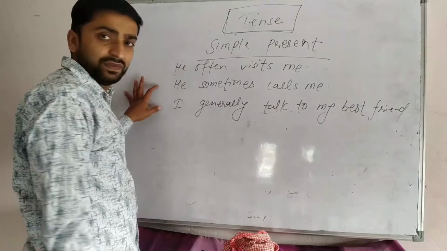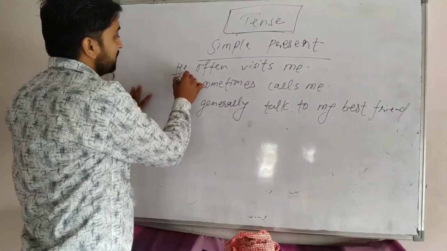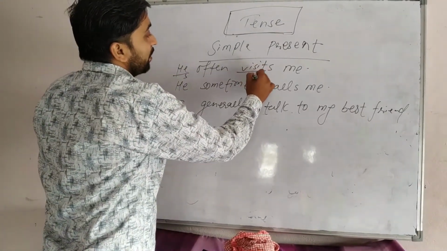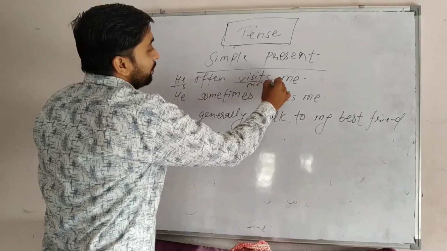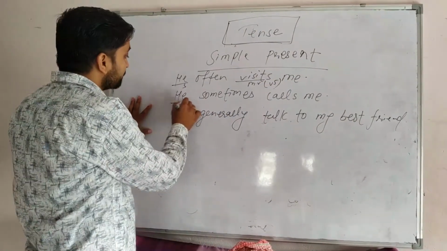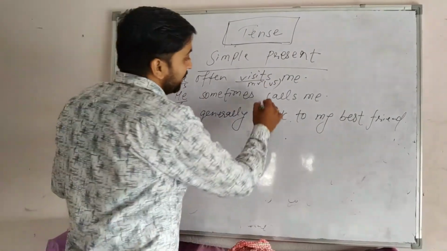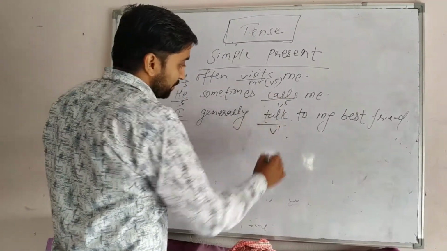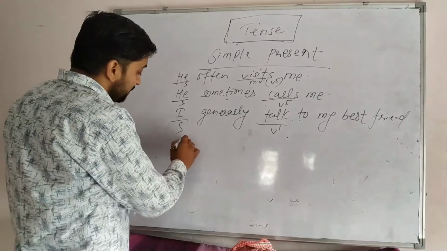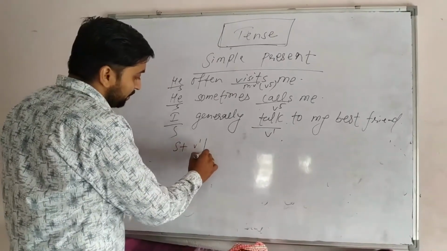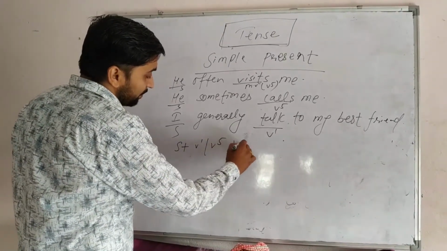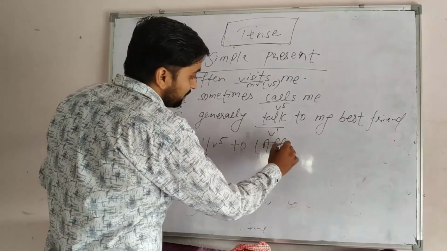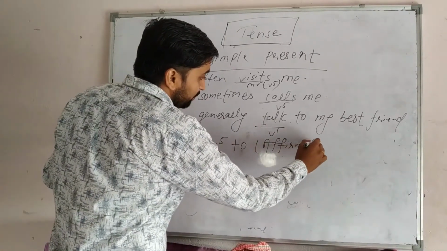See, I have given different examples. You can see here, this is the subject. This is the main verb, and which form of the verb? B5. Similarly, this is the subject, and here is also B5. This is the subject, here is B1. So you can form the structure very easily: subject plus B1 or B5 plus object. This is the affirmative structure.